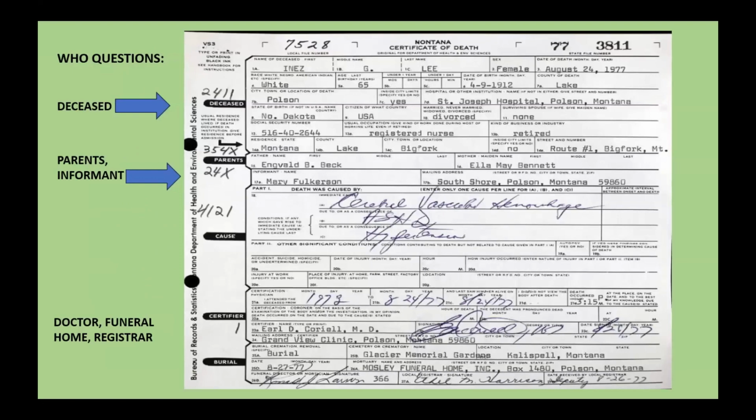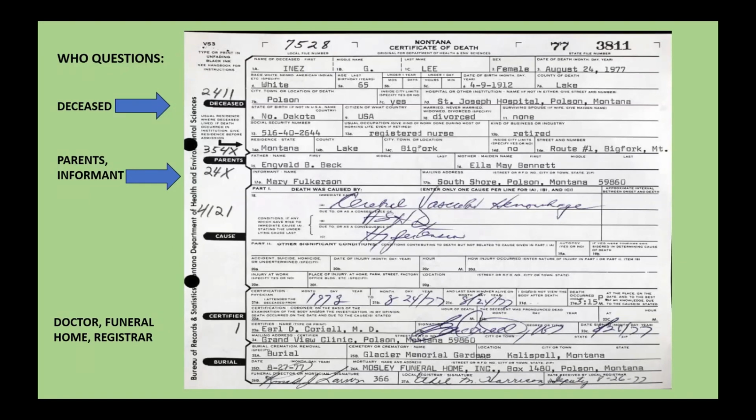So here's my mom with some who questions here. She's deceased. Her name is Inez G. Lee. And her date of death was August 24. She was 65 when she died. Yeah, very young. My dad died when he was 57. In Polson at St. Joseph's Hospital. It says she's divorced. Didn't put my dad down, but at least I've got a valuable clue there to go after that divorce. She was a registered nurse.